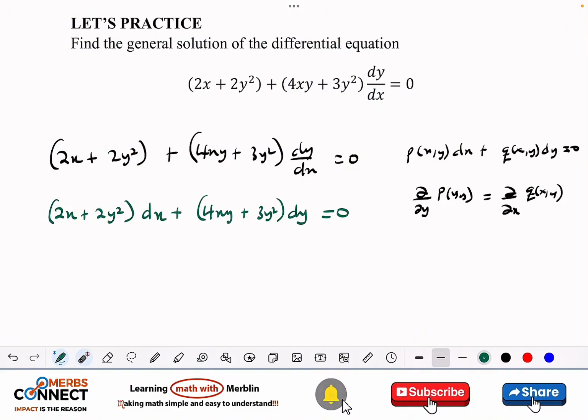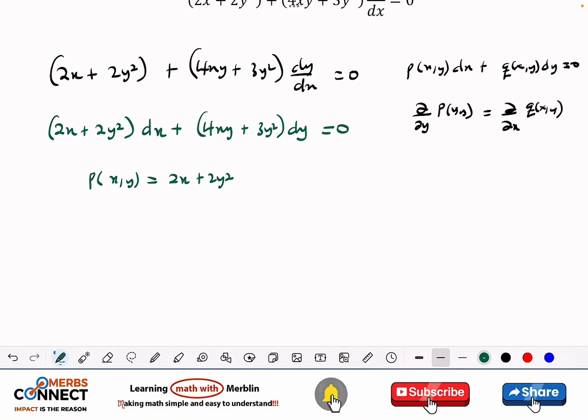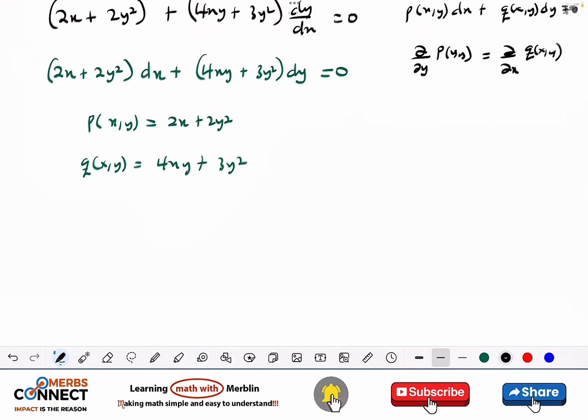Now that I have this, I need to pick my P of xy and Q of xy. So what is P of xy? That's the coefficient of dx. So P of xy is equal to 2x plus 2y squared. And then Q of xy is equal to 4xy plus 3y squared. Now let's check if it is exact before we can use the exact differential equation method.